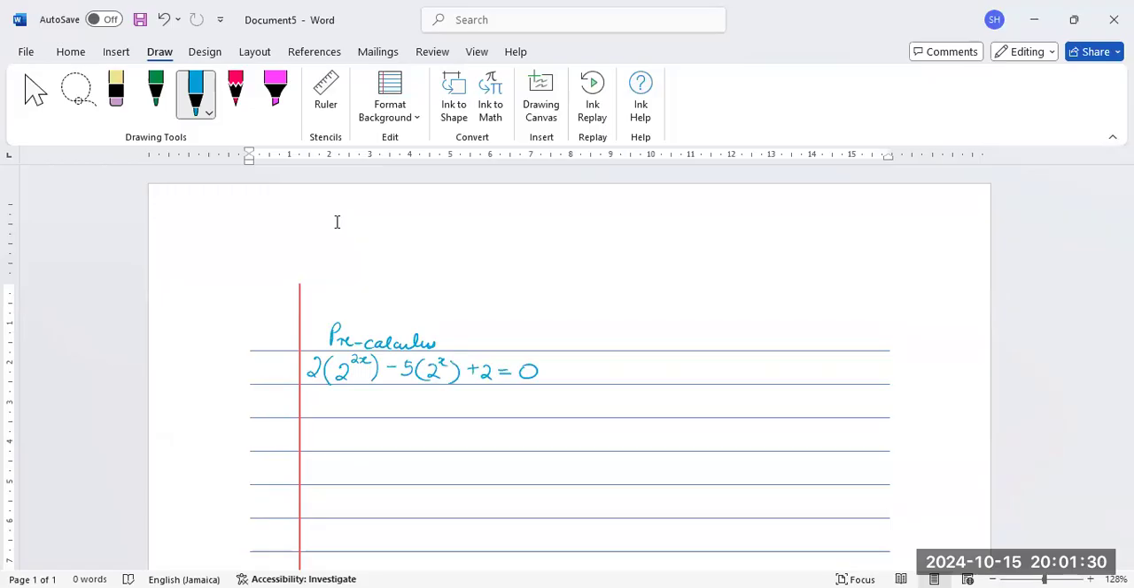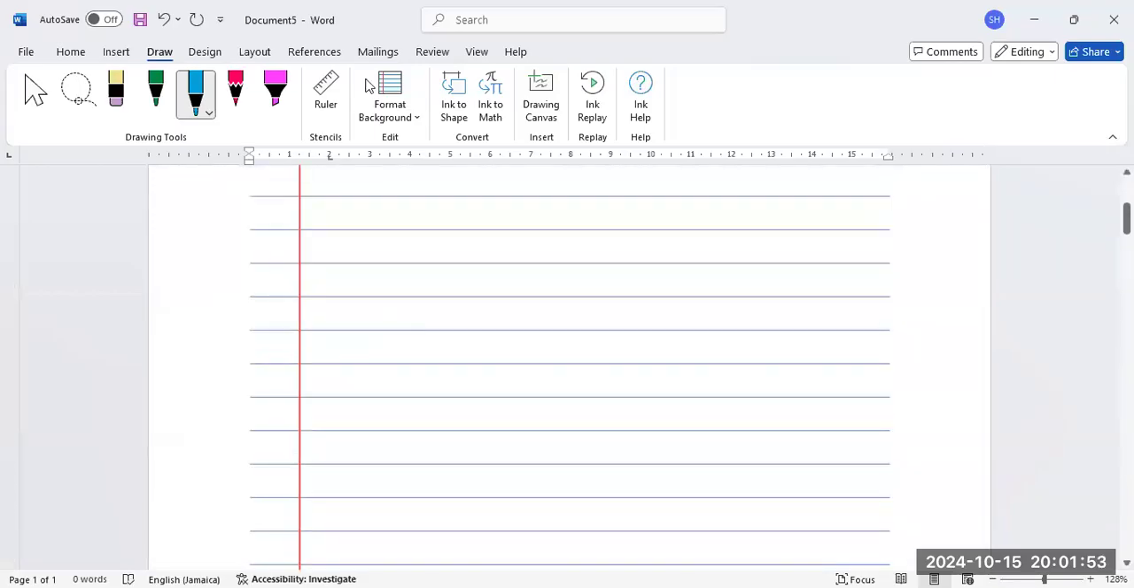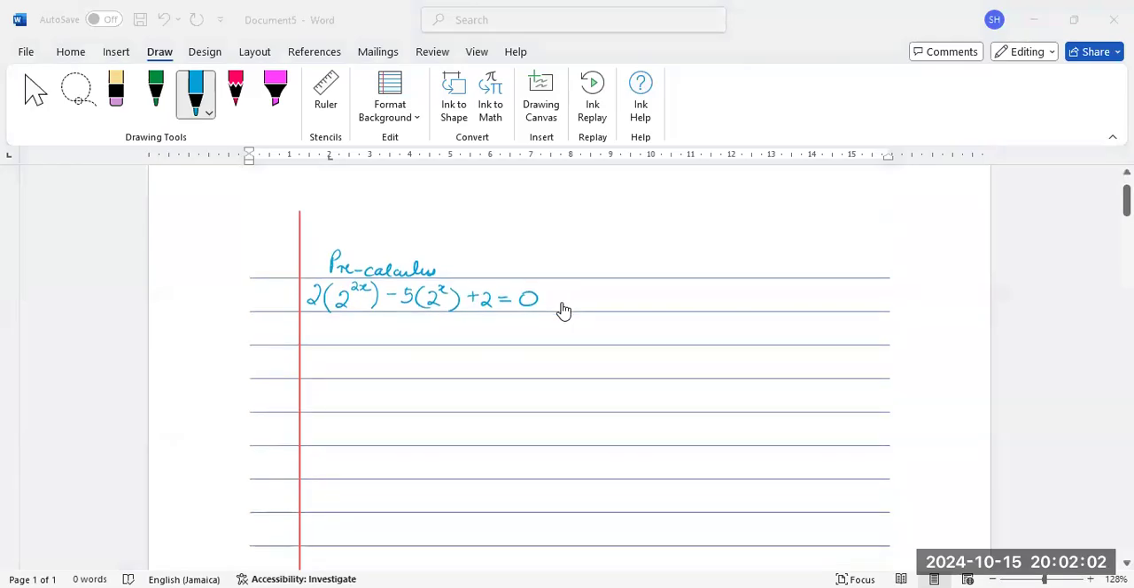Let y equal what? 2x. Don't tell me 2x. 2 raised to the power of x. It makes a difference. We don't understand what's going on. All right. So, I'm going to let y equal 2 to the x.